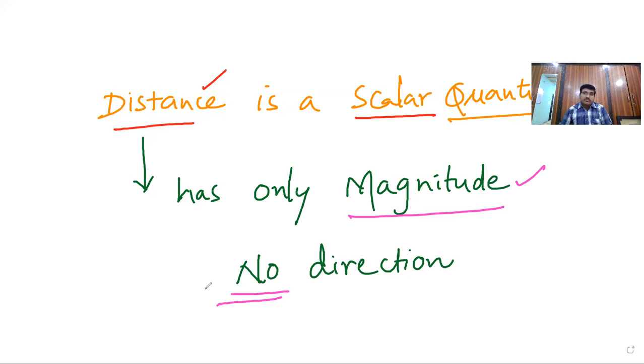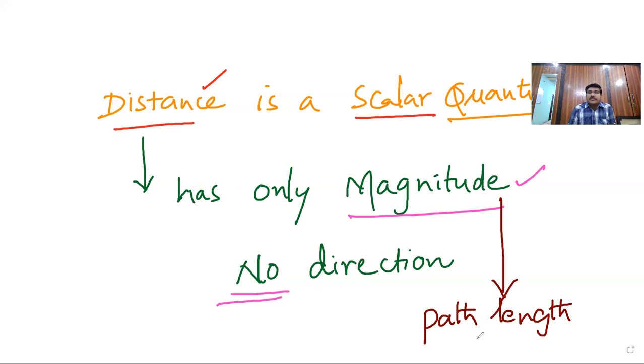What is the magnitude? Magnitude is nothing but path length. Magnitude is nothing but the path length. Now the clarity: it has no direction, only magnitude. It is a scalar quantity.